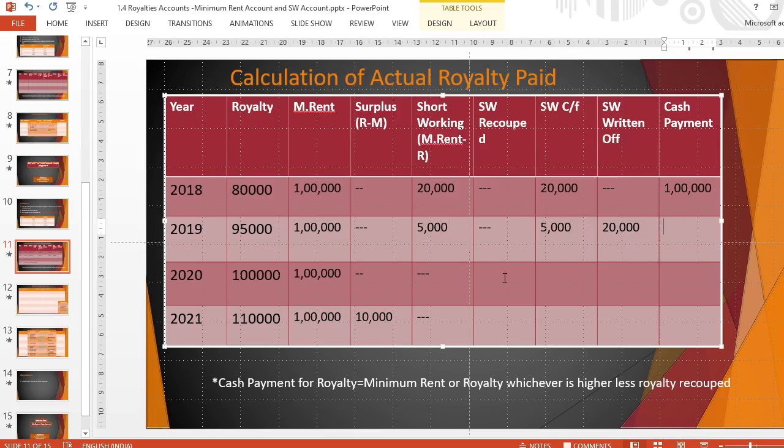So consider the actual payment. Royalty or minimum rent, whichever is higher. So the higher amount is 1 lakh minus recoupment if any. So recoupment amount is 0. 1 lakh minus 0, so it is 1 lakh again.